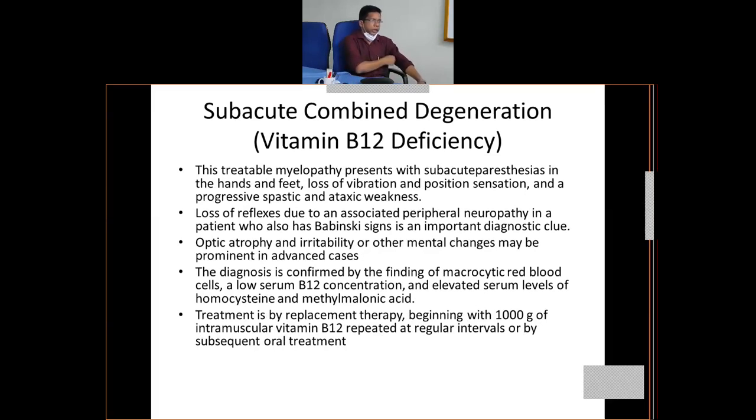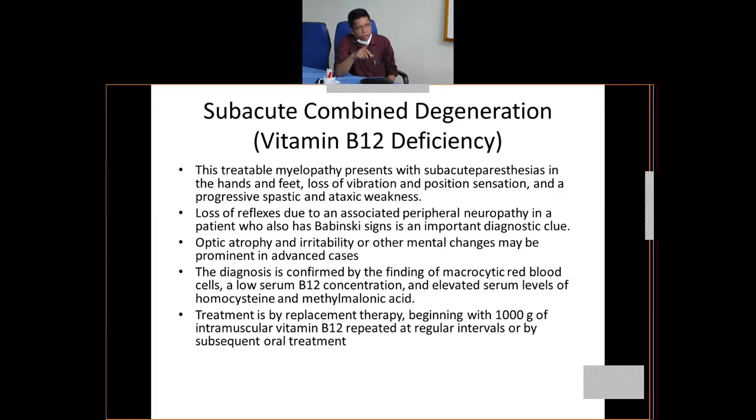Subacute combined degeneration occurs due to vitamin B12 deficiency, and it is one of the treatable causes of myelopathy. That you can make out by the name only. Subacute means it is not chronic and not very acute also, in between, over weeks duration.